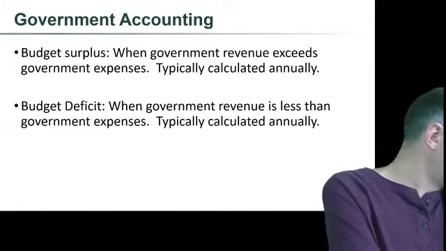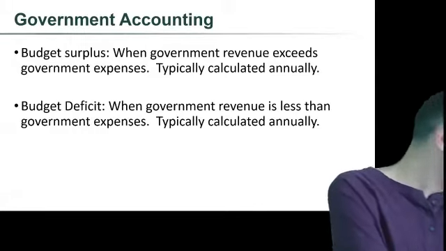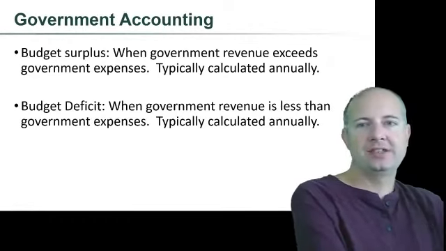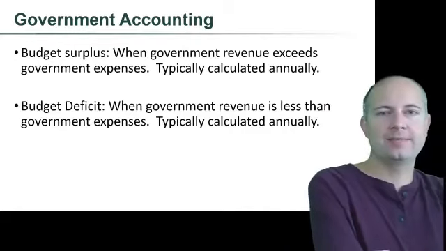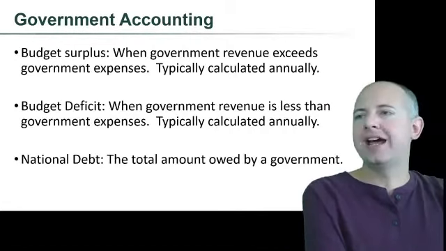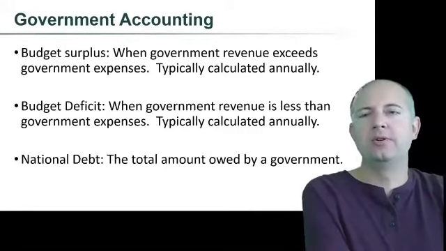So governments can pay their bills by borrowing money. A budget surplus is when revenue exceeds government expenses. A budget deficit occurs when revenue is less than government expenses. And the national debt is the total amount owed by a government.